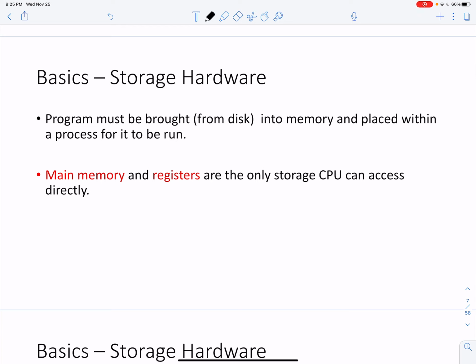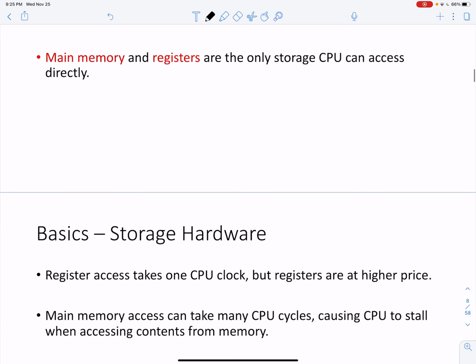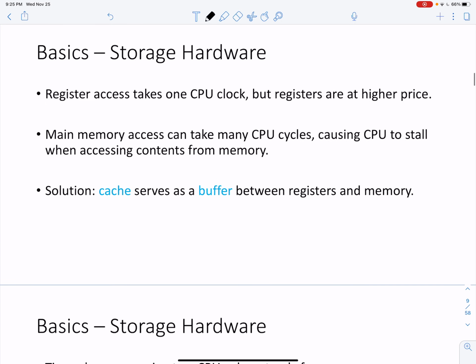So as I indicated before, programs must be loaded into memory before the CPU can execute those instructions.